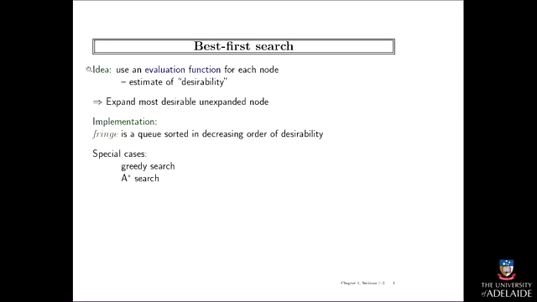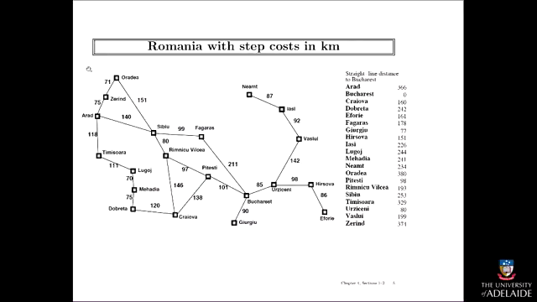So the first thing that we're going to pop off the front of the queue is the thing that we believe at the moment to be most desirable. Of course, if we knew exactly what was most desirable, we would just do it. There would be no sense in searching. We would already know what we need to do. So I'm going to talk about two special cases of this best first search. First one, greedy search. Second one, the famous A* algorithm.